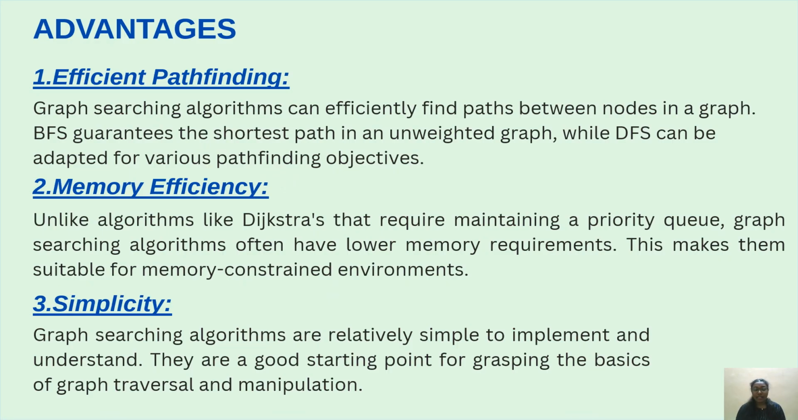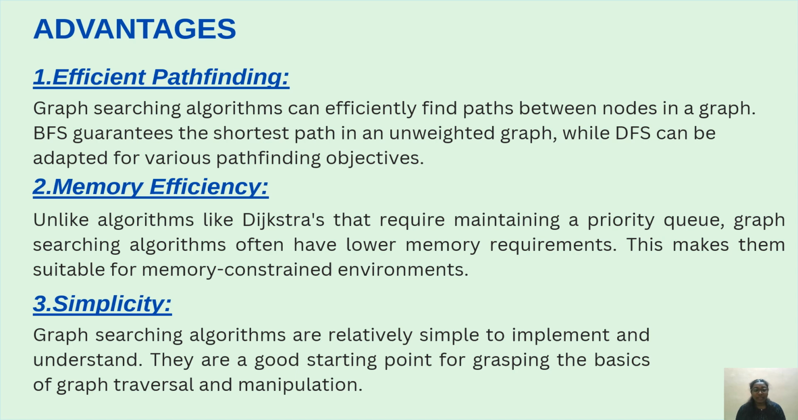Now we will see some advantages of graph searching algorithm. Coming to the first advantage, it is efficient in pathfinding. Graph searching algorithms can efficiently find paths between nodes in a graph. BFS guarantees the shortest path in an unweighted graph, while DFS can be adapted for various pathfinding objectives. Coming to the second advantage, memory efficiency. Unlike algorithms like Dijkstra's that require maintaining a priority queue, graph searching algorithms often have lower memory requirements. This makes them suitable for memory constrained environments.